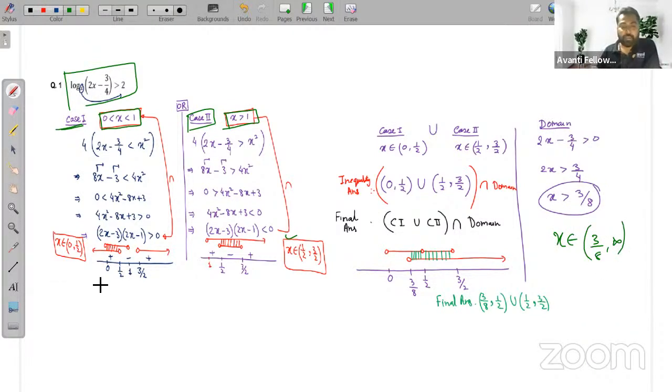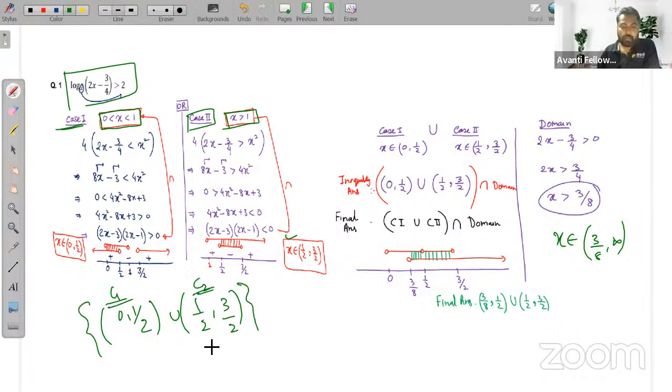So by taking the union of these two, that is 0 to half union 1/2 to 3/2, right? First this is C1, this is my C2, okay. After taking the union of these two cases, take the intersection with the domain set, that is 3/8 to infinity, right? So graphically you can take it. This is your solution, that is 3/8 to 1/2 and 1/2 to 3/2. Okay, this is the solution.